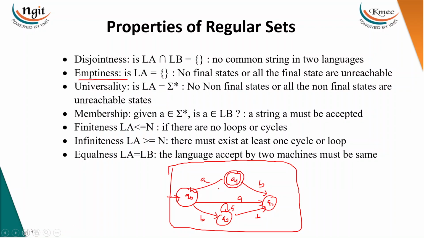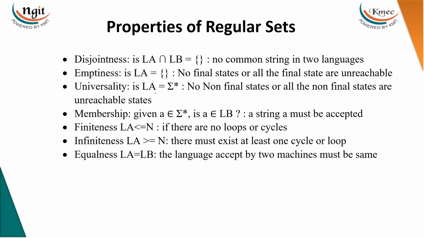Universality is simply the reverse of emptiness. It means no string should get rejected. It should accept the universal language, which means every state must be a final state. Then only we can say that it is universal. Or if you have a non-final state, it should be unreachable from the starting state, so that epsilon, only A, only B are accepted. It's just the reverse of emptiness. Here, either there are no final states or all final states are unreachable. Here, all non-final states are unreachable, the reverse of it.